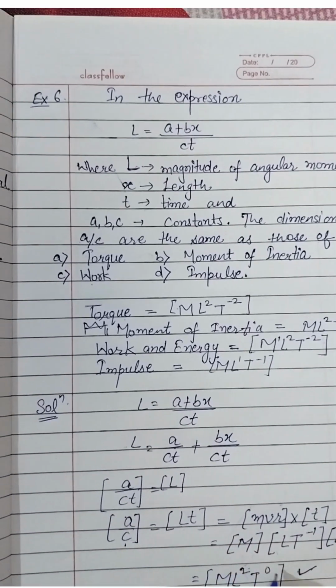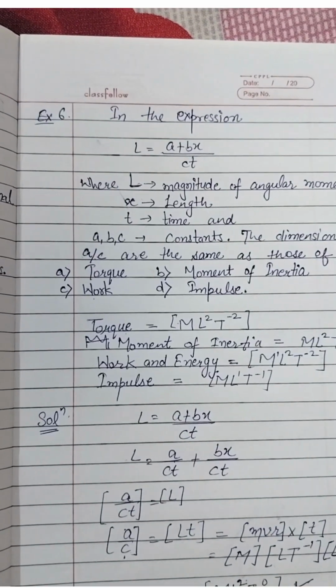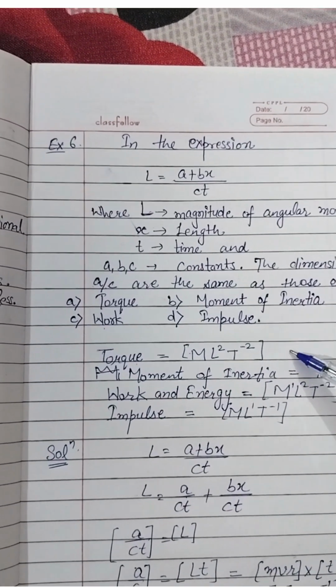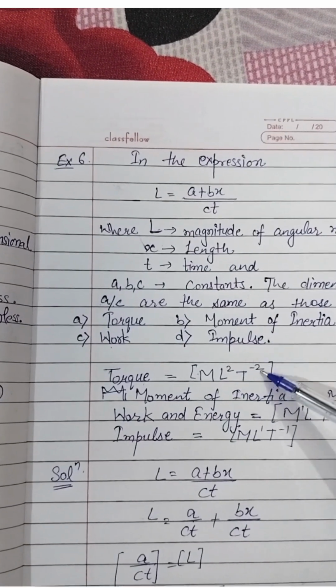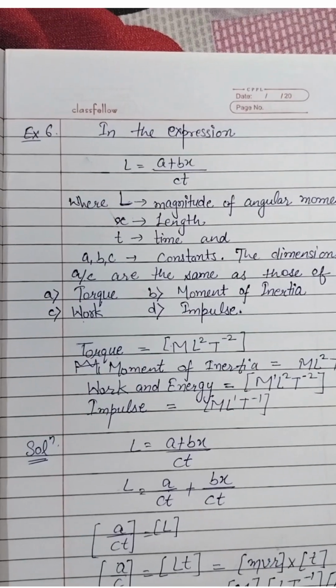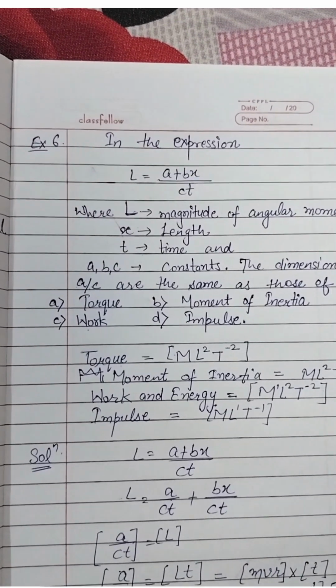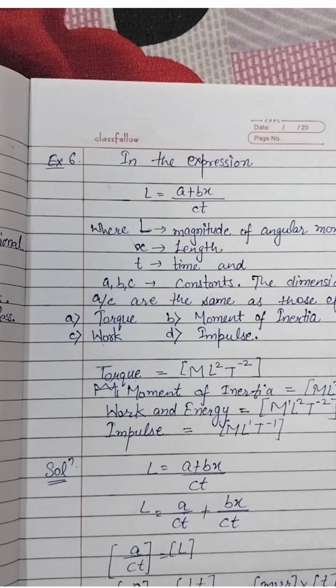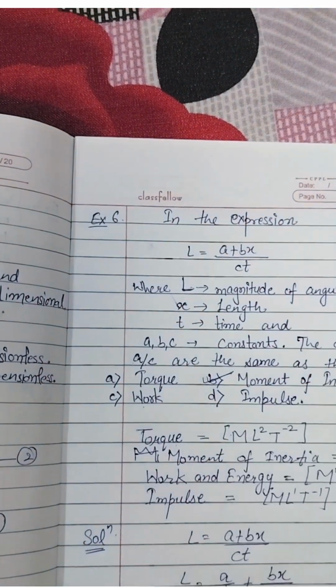So how can we correlate it? If we check these values, torque has T minus 2, and moment of inertia has T0. So here it is the same value as moment of inertia. We can say that the answer is B. Thank you.